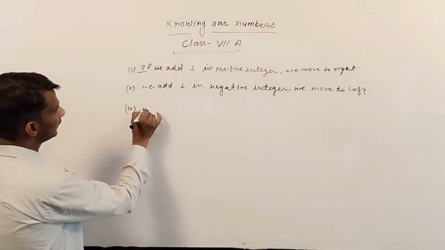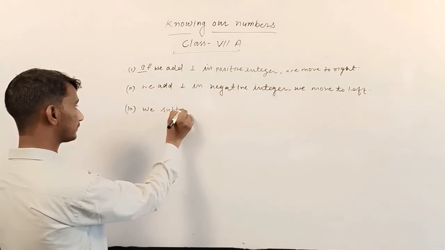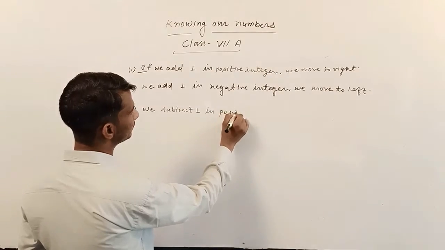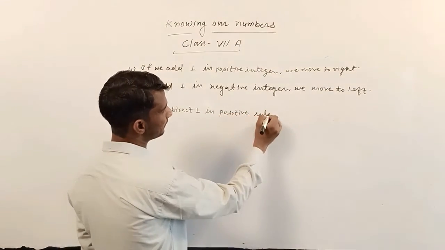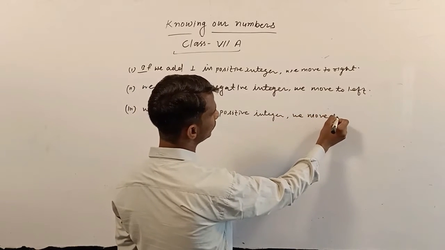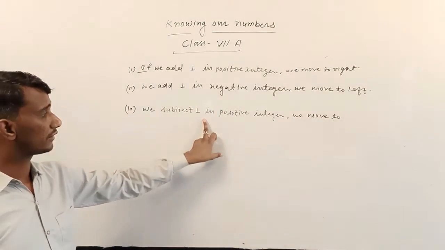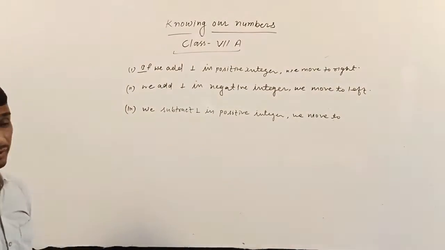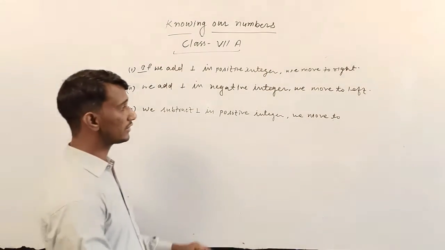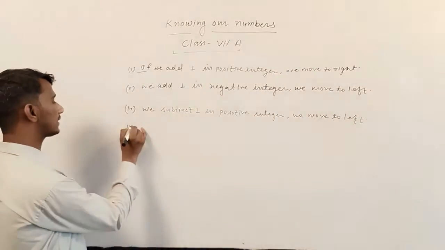Third, we subtract 1 from a positive integer. We move in which direction? If we subtract 1 from a positive integer, in which direction do you have to move? Left. Understand?